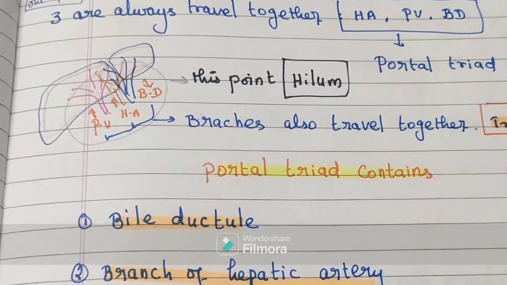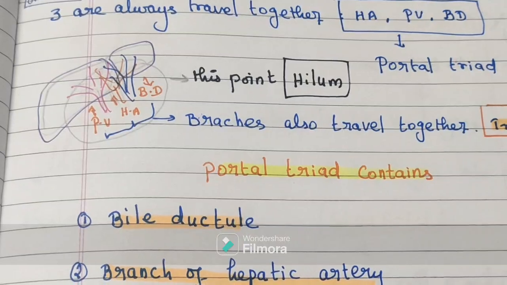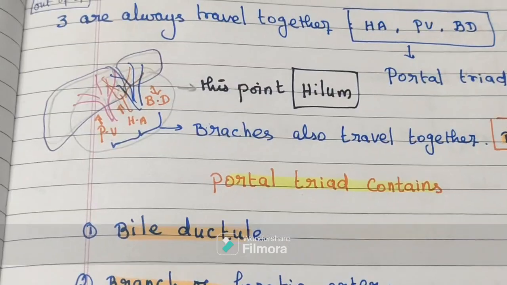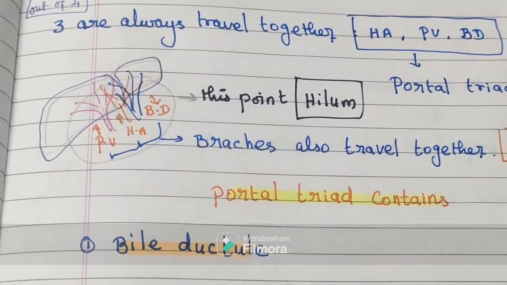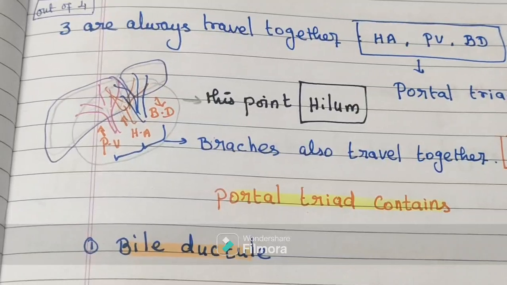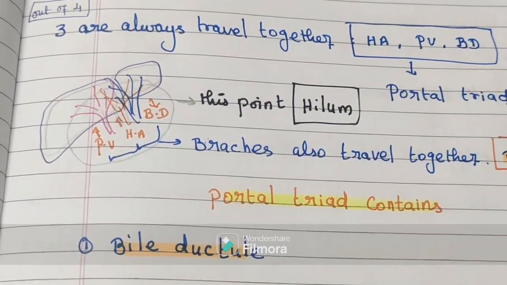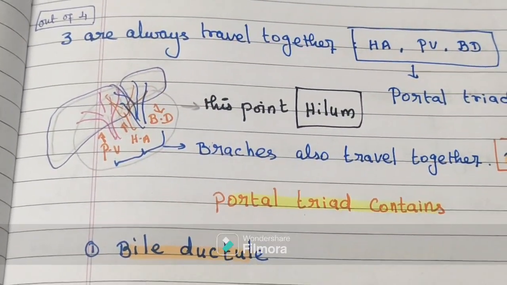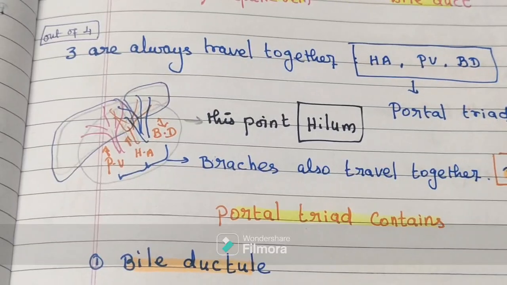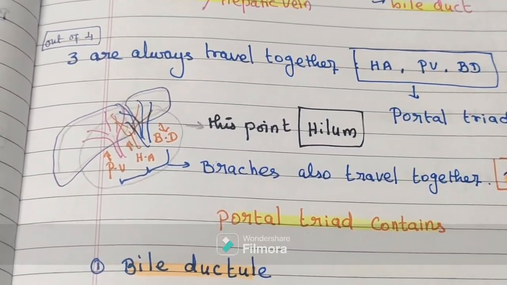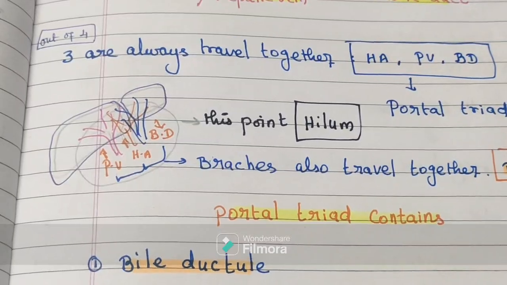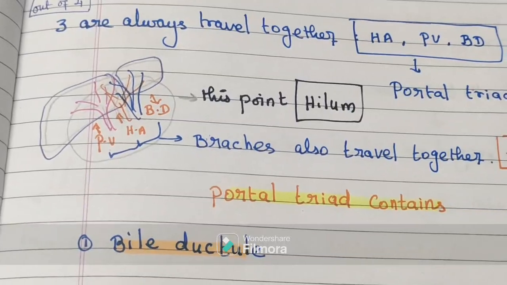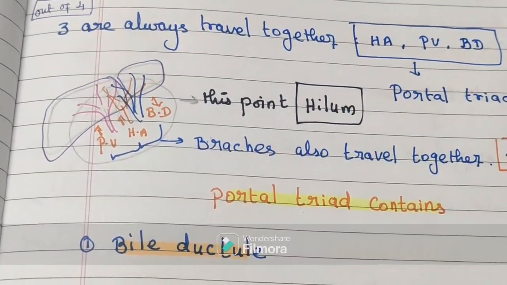So the hepatic artery is entering, the portal vein is also entering. So here there is a dual blood supply. One is pure blood from the aorta, the other is impure blood from the GIT. That is the dual blood supply entering the liver, and the bile duct is coming out. These 3 always travel together at the hilum. So these 3 things stick to each other. 2 things are going inside the liver.